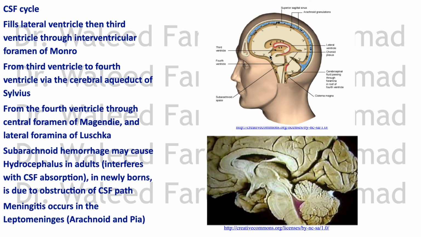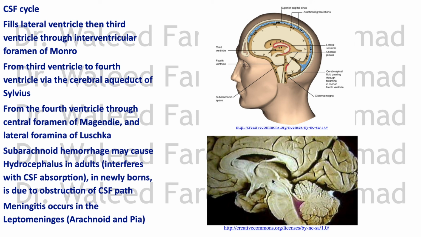It's produced in the ventricles by the tela choroidea, the choroid plexus, the red structure here, fills the lateral ventricles. These are the lateral ventricles here, separated by the interventricular septum, the septum pellucidum. Through this foramen, the interventricular foramen of Monro, the two lateral ventricles fill the third ventricle. The third ventricle is the area between this thalamus and the thalamus of the other side. This is the third ventricle, okay? So we have two lateral ventricles through the interventricular foramen of Monro.